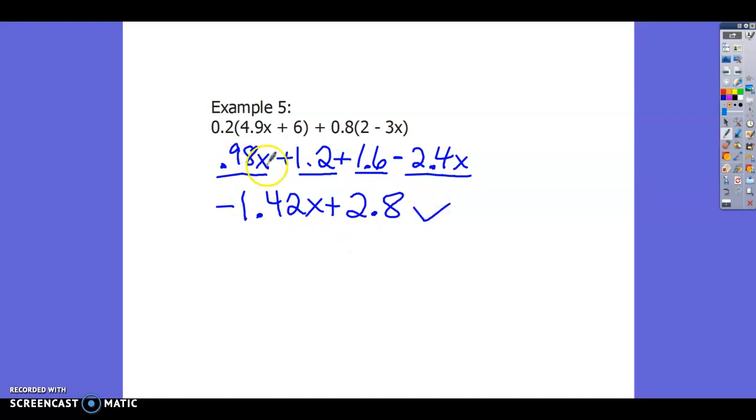So this looks a whole lot simpler than what we started with. All right, if you have any questions, please let me know.